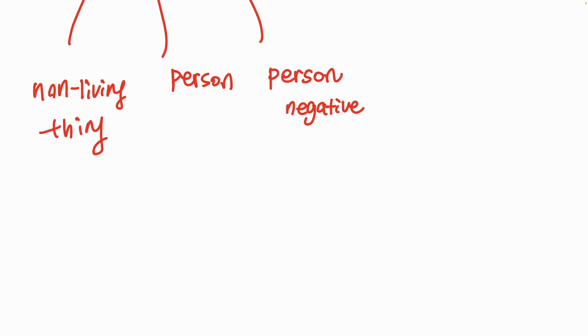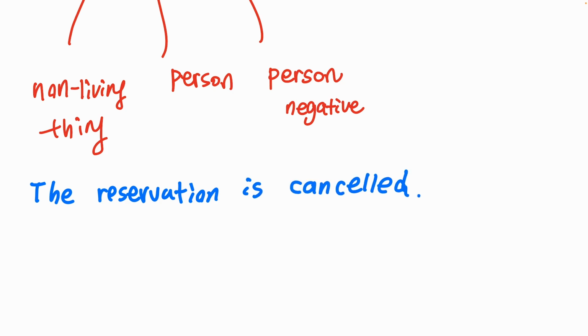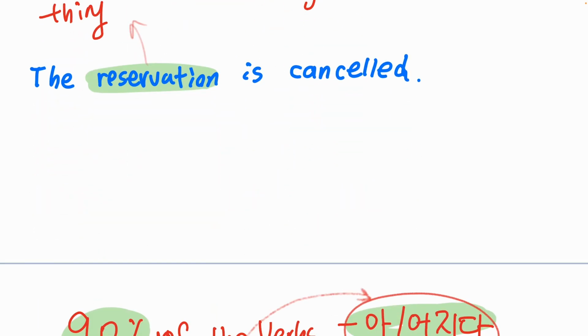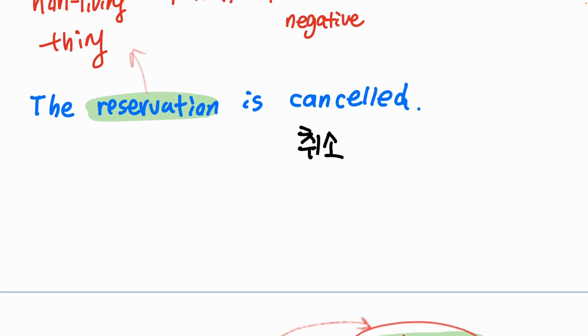So let me give you guys an example sentence. If you want to say, the reservation is canceled, this is obviously a passive voice sentence, and the subject is a reservation. A reservation is a non-living thing. It's not a person or animal, right? So you can put 되다 for its passive form. So cancel is 취소하다 in Korean. So now you can write 취소되다 and say 예약이 취소됐어요.